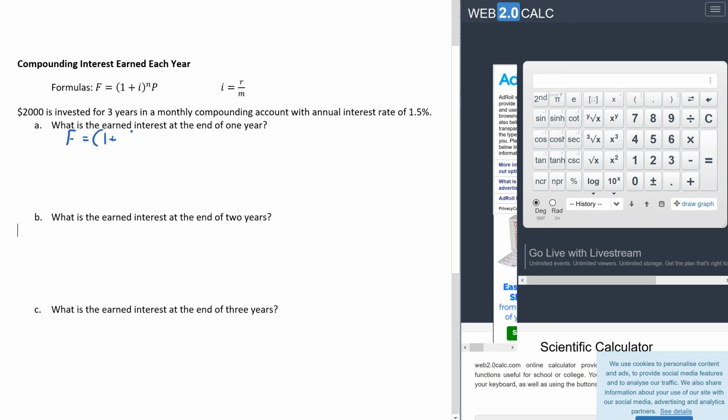Now the interest rate per period, we would take our interest rate for the year, 0.015, and divide it by 12 since there are 12 periods in a year, and this is compounding monthly. The exponent is going to be 12 once again because there are 12 periods in a year, and the principal was $2,000.